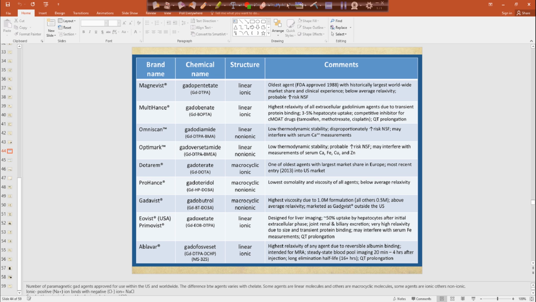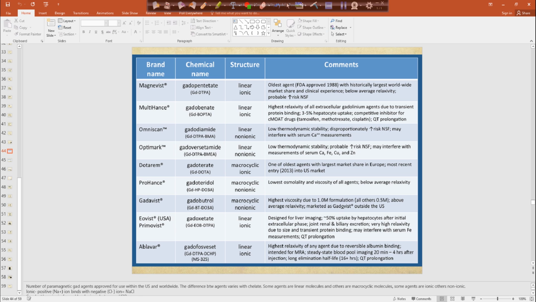So Magnavis was approved in 1988 for clinical use. This is the oldest agent. And you can see here an increased risk of NSF. So this is one of those linear agents that was associated with NSF. So the ACR has recommended not using those, especially for patients with eGFR below 30.